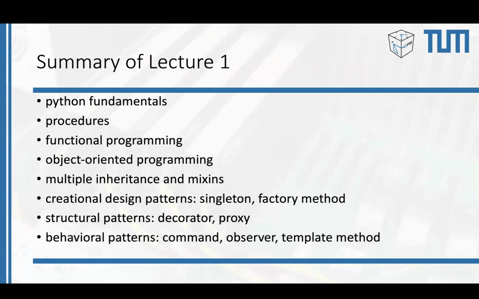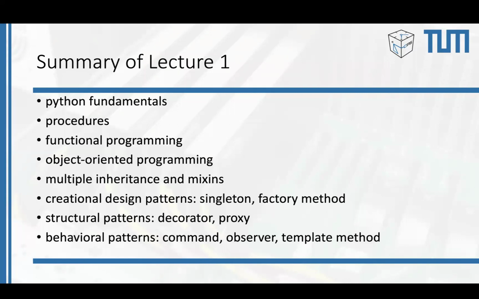Good. So, in the last lecture we saw Python fundamentals and how to create procedures in Python. We also looked at a very quick introduction to what functional programming is and to object-oriented programming. We also looked at the fact that Python has multiple inheritance and what we can do with it, by basically using mixins to encapsulate multiple functionalities in different classes and then adding them to the classes that we produce on a need-to-need basis. And then we looked at some design patterns that we will see all over the class again and again.